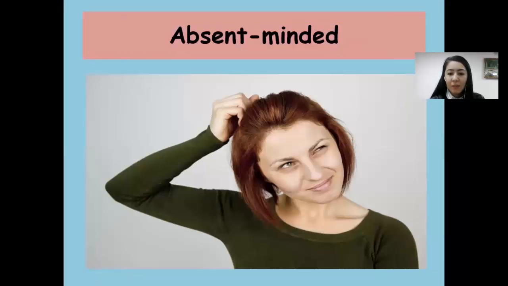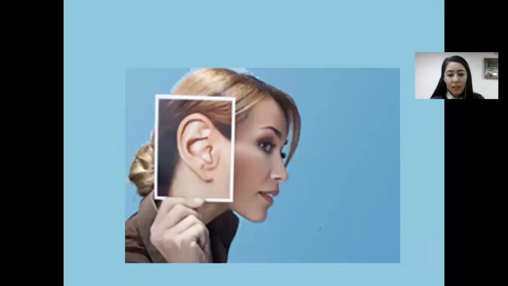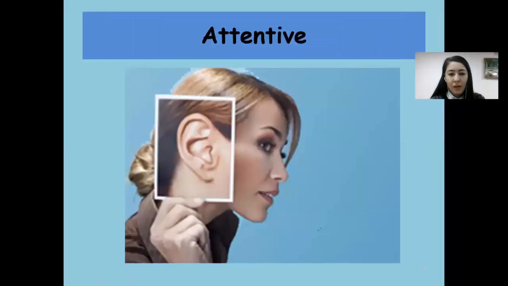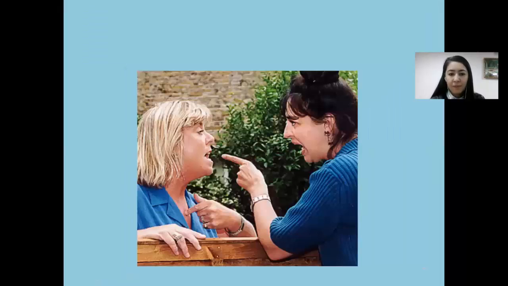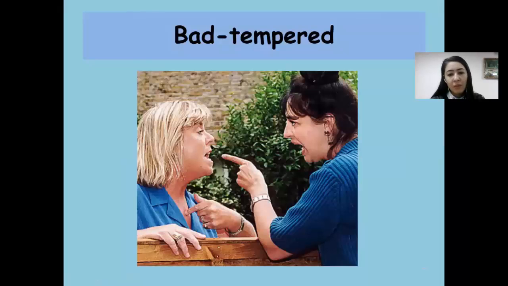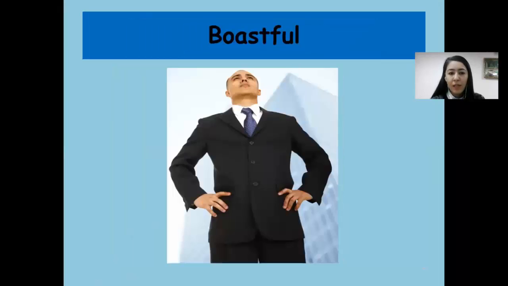If we talk about this woman, what can you see about this? Yeah, she is absent-minded. Okay, what about this? It can be attentive, yeah. Sometimes people are bad-tempered, so this is a negative feature. Sometimes they can be brave, yes, or they can be boastful.